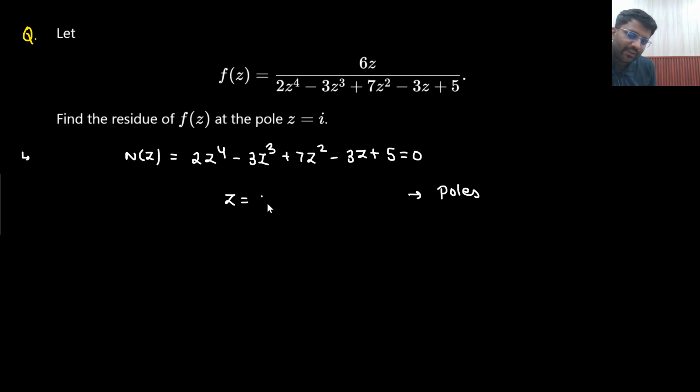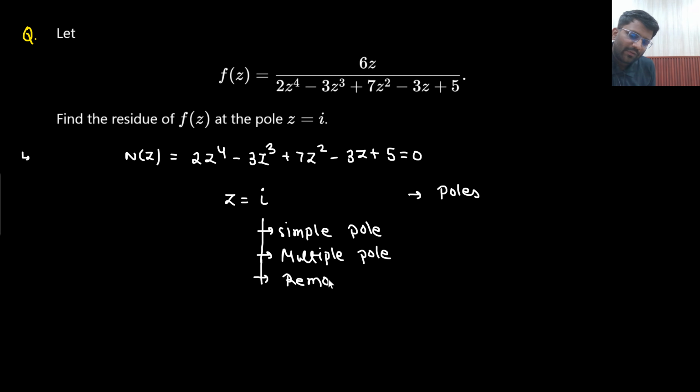Now let me know if z equals iota is a simple pole, or a repeated pole, or a removable pole. Is it a simple pole, or is it a multiple pole, or is it a removable pole? Sir, it cannot be a removable pole, which I can directly see. Why can it not be a removable pole?